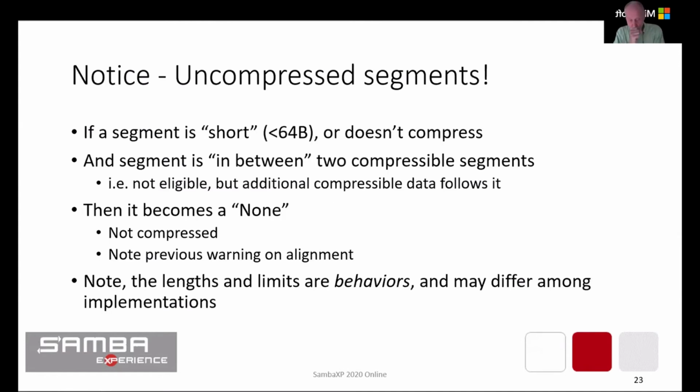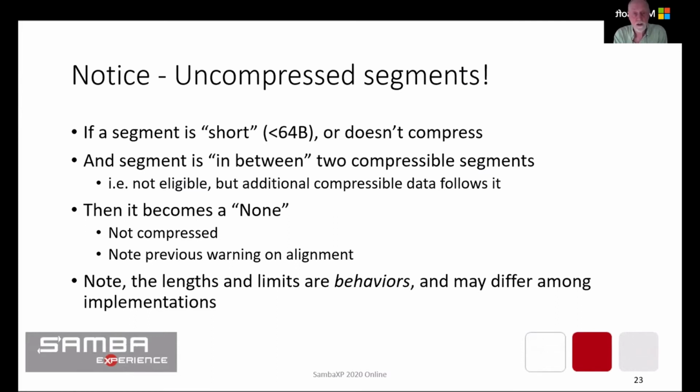I also want to note that there may be uncompressed segments mixed with the compressed segments. If a segment is short, less than 64 bytes in Windows, or fails to compress at all, and the segment is in between 2 compressible segments, i.e., it's not eligible for compression because of the first bullet, but additional compressible data follows it, we send it as none. We basically use that compression algorithm of none, 0, and send it as a totally uncompressed blob.